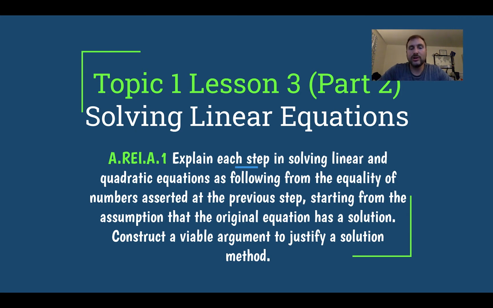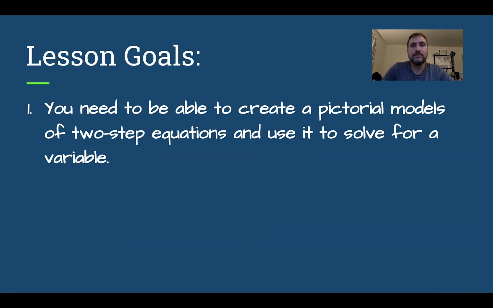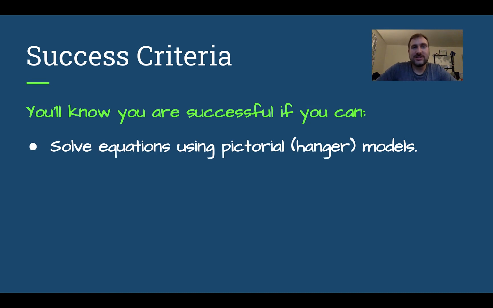And in this one, we're going to use our vocabulary that we talked about in part 1 and move our way into solving linear equations. So after this lesson, you need to be able to create pictorial models, picture models of two-step equations and use it to help you solve for a variable. After this lesson, you'll know you're successful if you can solve your equations using pictorial, or what we're going to call hanger models.